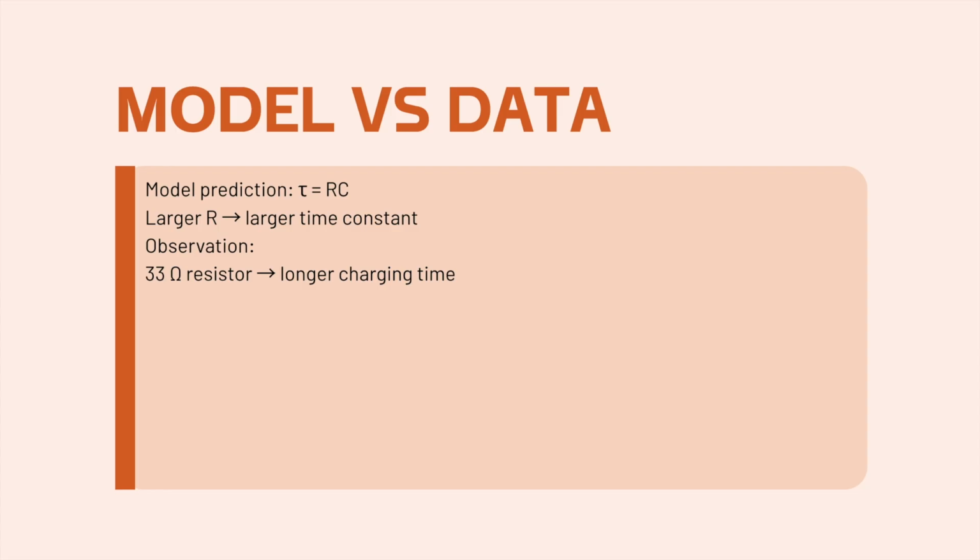The time constant is equal to the resistance multiplied by capacitance. This means increasing resistance increases the time required for the capacitor to charge and discharge. Our experimental results confirm this prediction, since the circuit with the larger resistance took a longer time to charge and discharge.